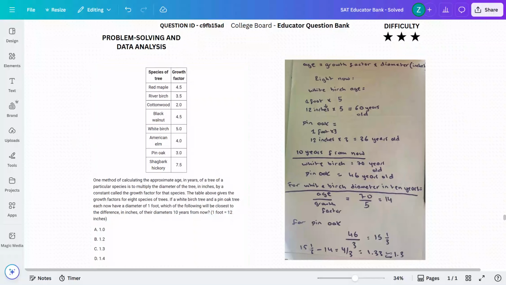In today's video we're solving yet another real SAT math question from the official College Board Educator question bank. This one with ID c9fb15ad.